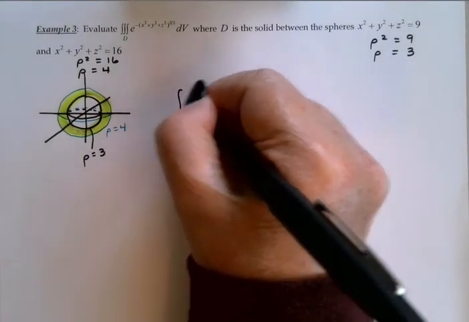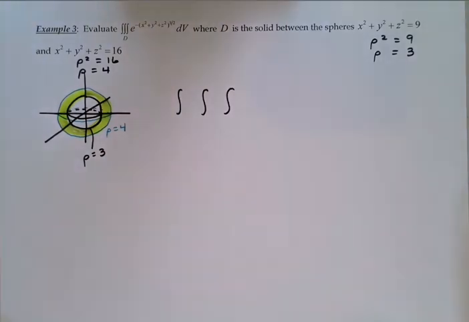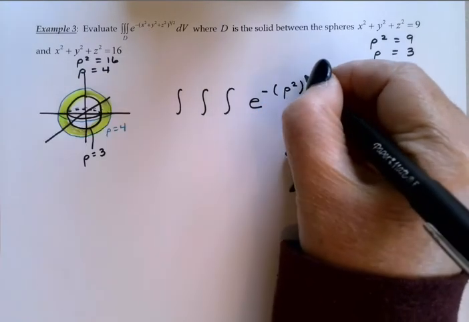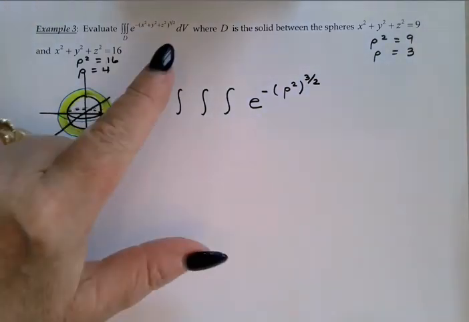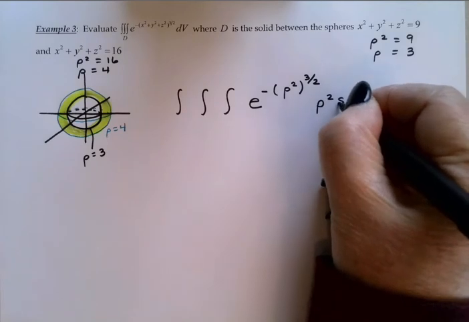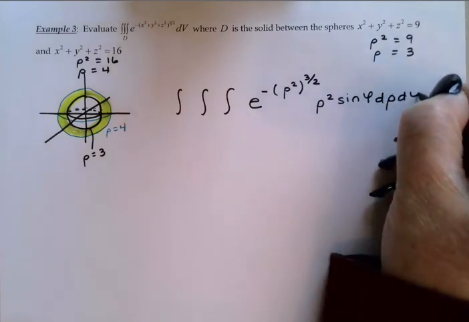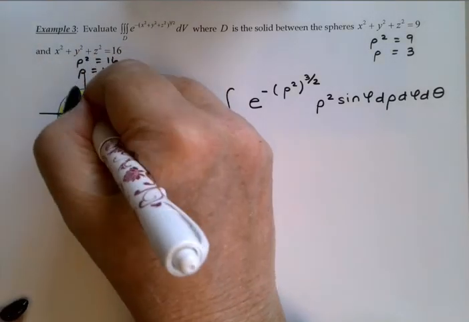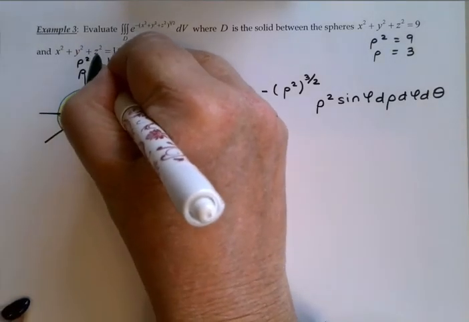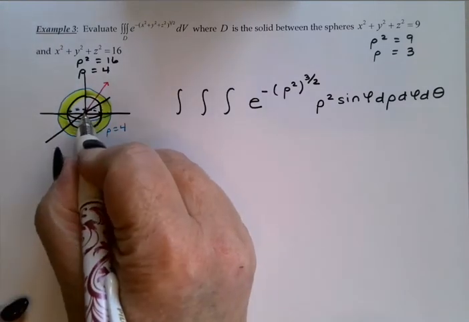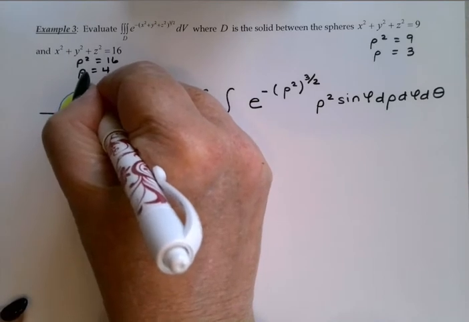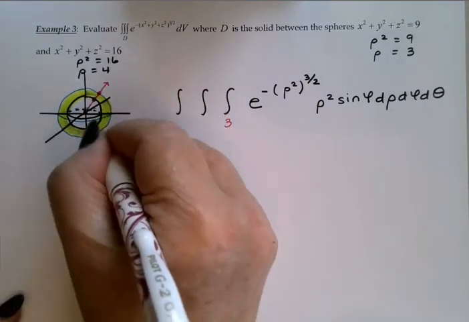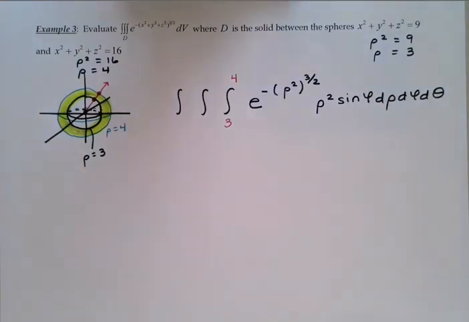All right, our integral. If we're going with spherical coordinates, I am going to change this exponent to rho squared inside the parentheses. And then I'm changing my dV into rho squared sine phi, d rho, d phi, d theta. As far as my limits of integration, if I draw that radial spoke starting from the origin out, this time I'm not in my region at rho equals 0. In fact, I don't enter it until right here at rho equals 3. I then exit my three-dimensional solid out here at rho equals 4. So there are the limits of integration on the rho.